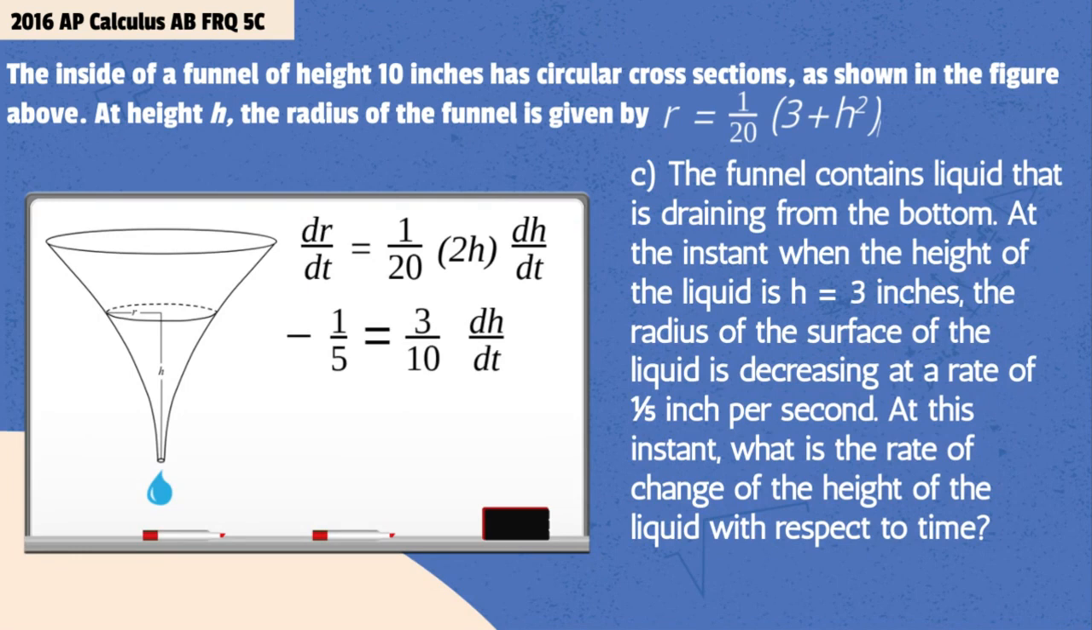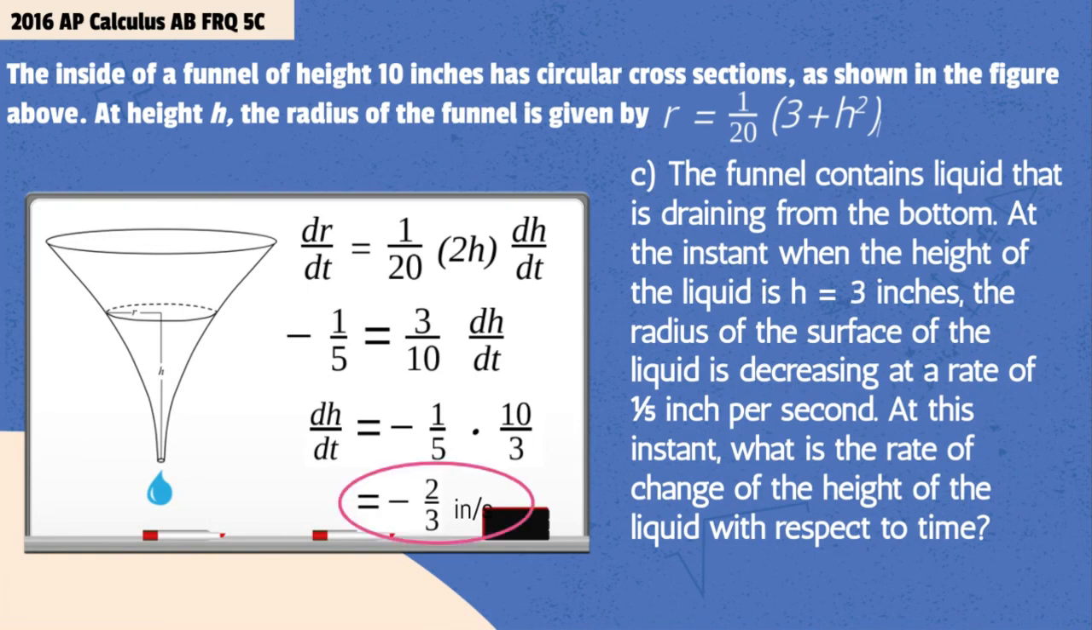So now we're left with dh/dt. We need to solve for dh/dt to find the rate of change of the height of the liquid with respect to time. Solving this equation will get you dh/dt equaling negative 1/5 times 10/3. Solving that will get you negative 2/3 inches per second. And that's your final answer.